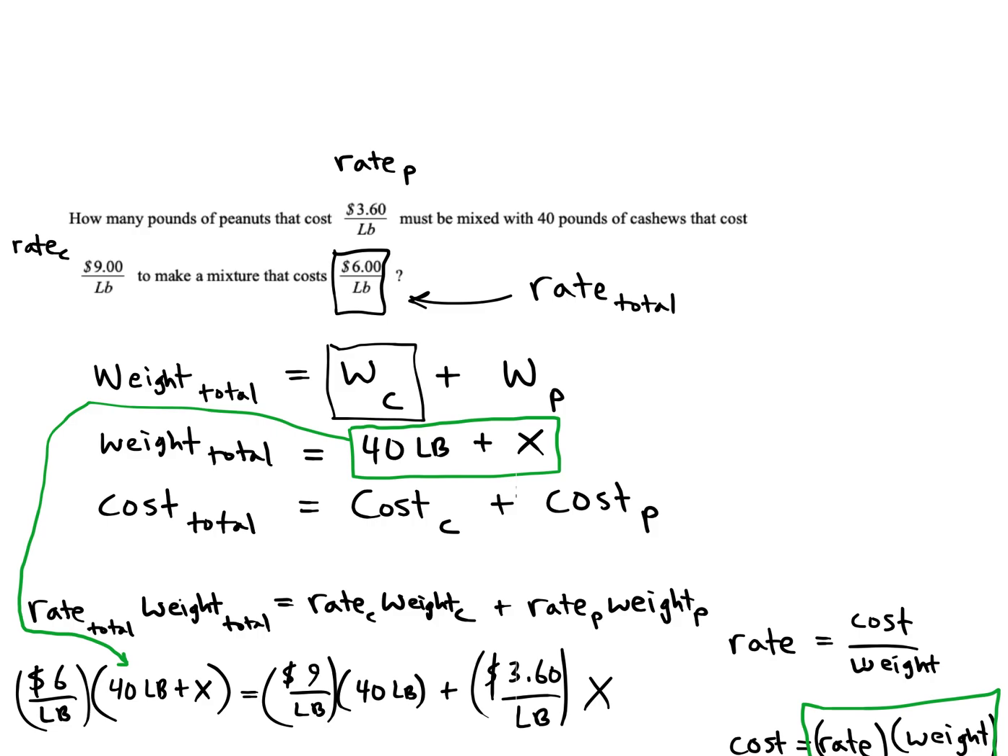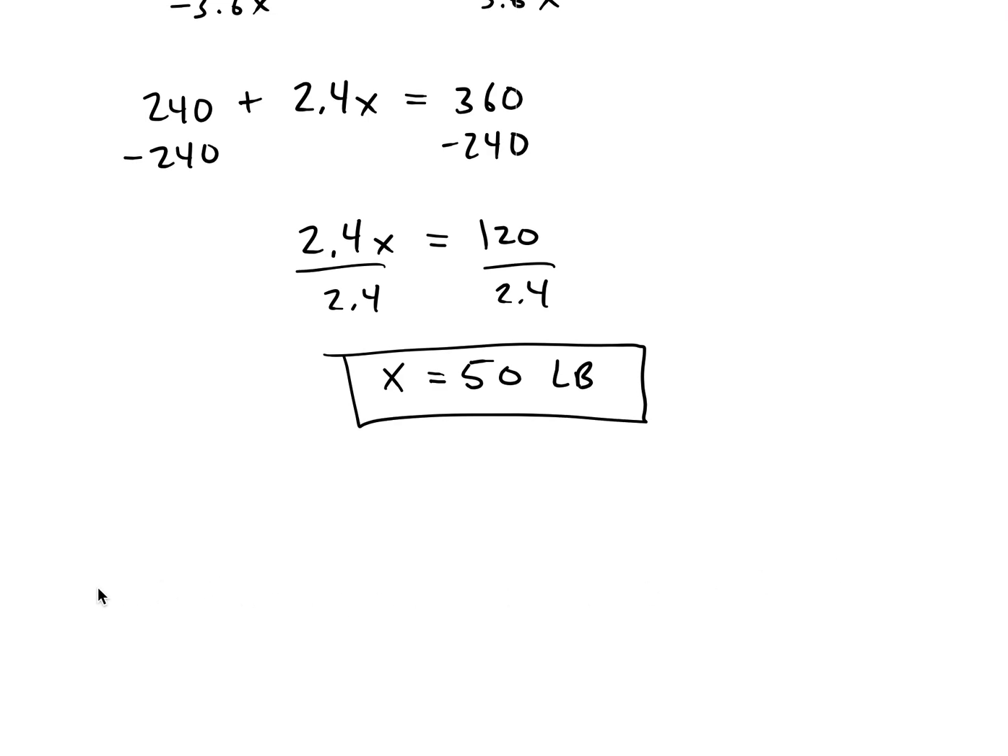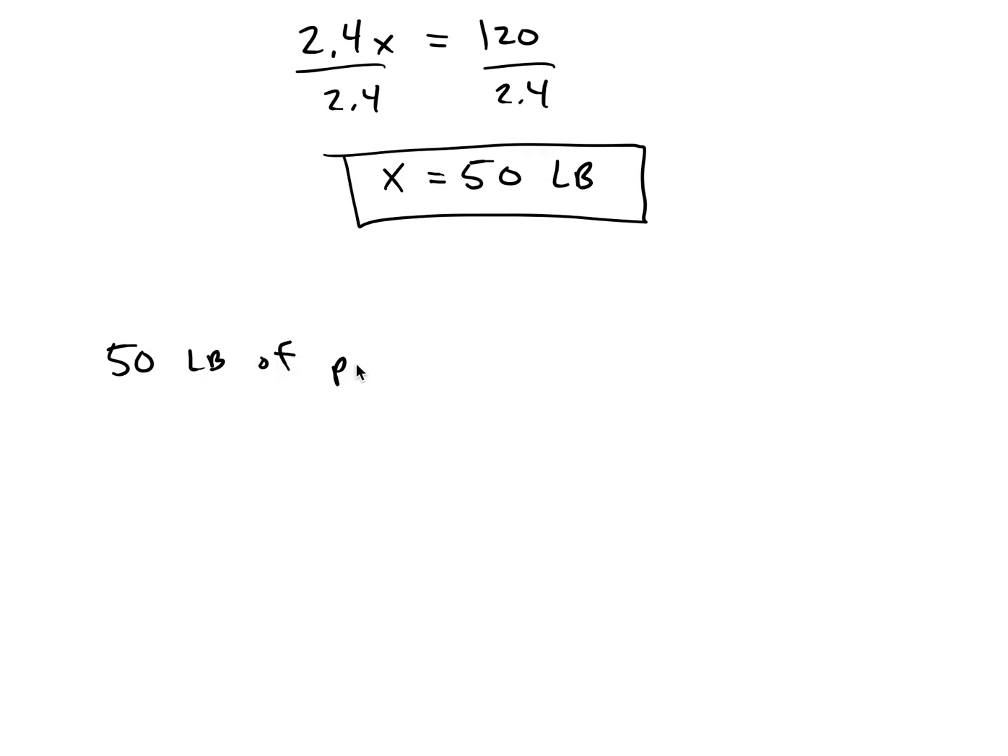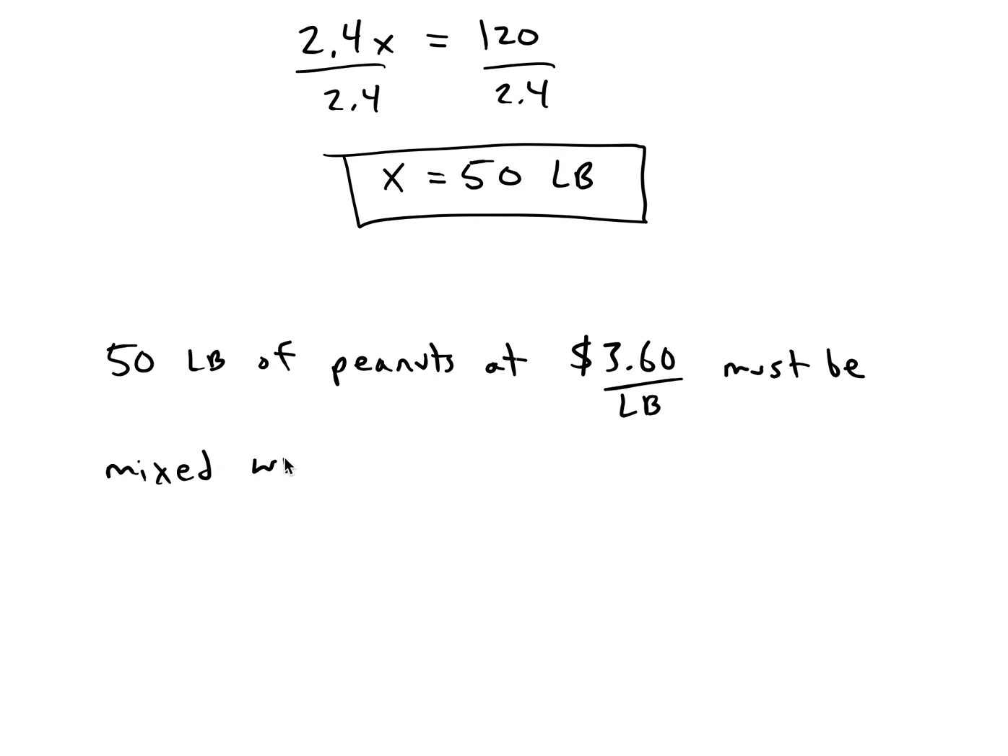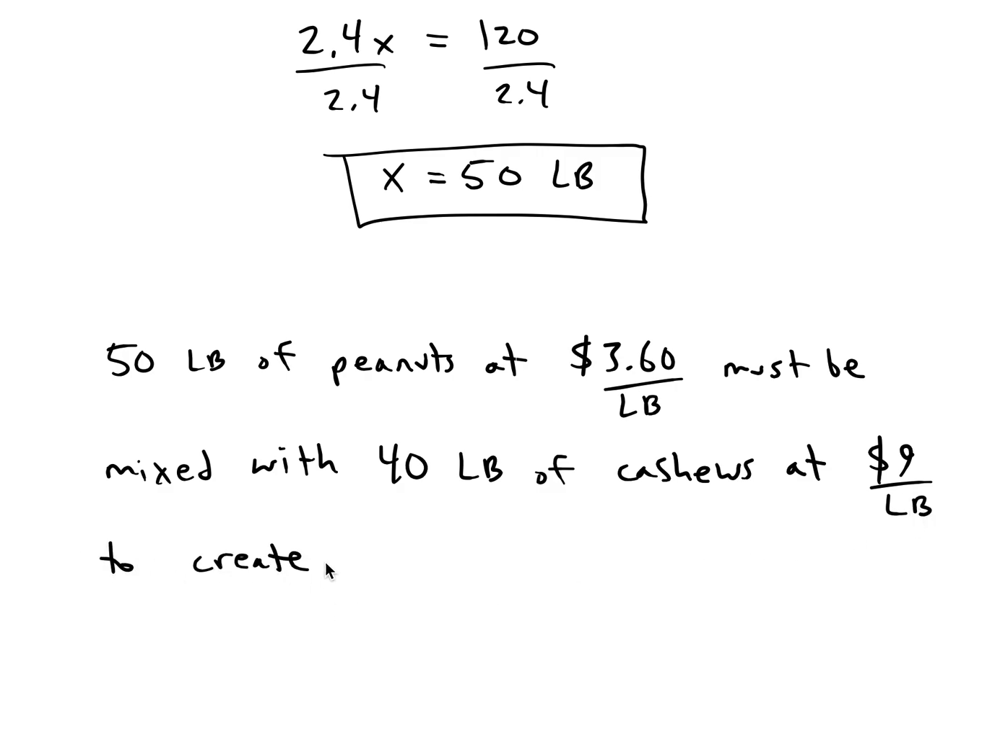Now we can verify that by plugging in. So 50 pounds of peanuts at $3.60 per pound must be mixed with 40 pounds of cashews at $9 per pound to create a mixture that costs $6 per pound.